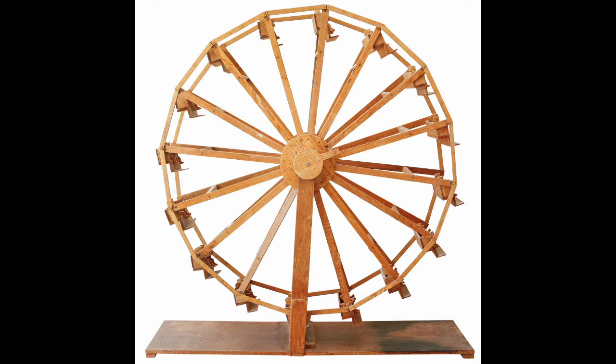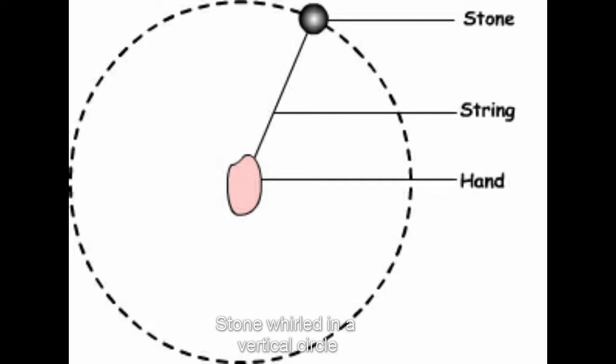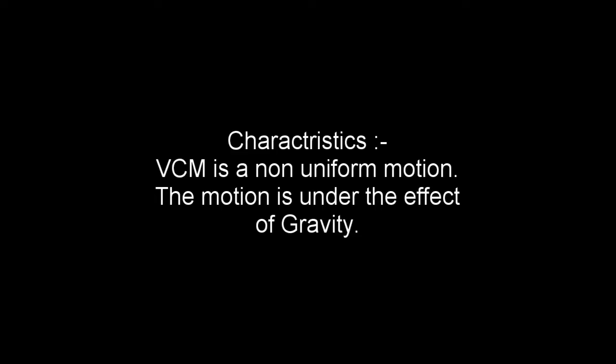Vertical circular motion. When an object revolves in a vertical circle around the center of the circle, the motion is called vertical circular motion. For example, a mass tied to a string whirled in a vertical circle performs vertical circular motion. This type of motion is non-uniform and it is controlled by gravity.